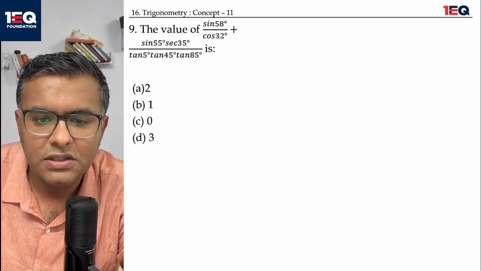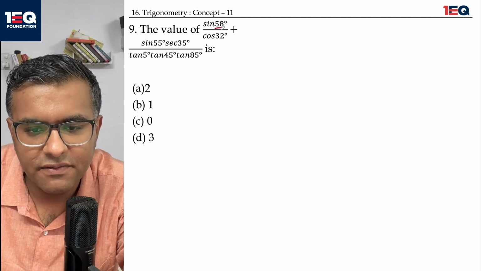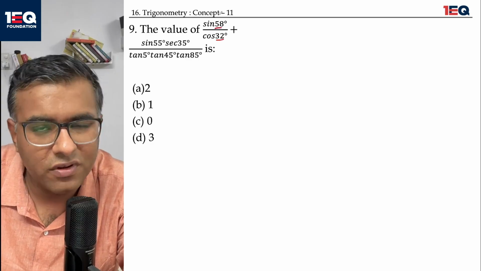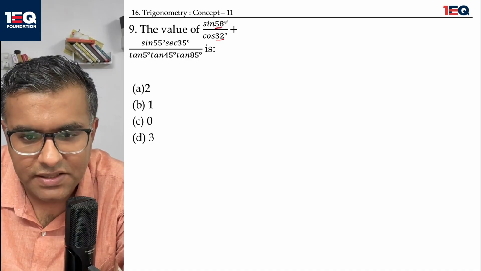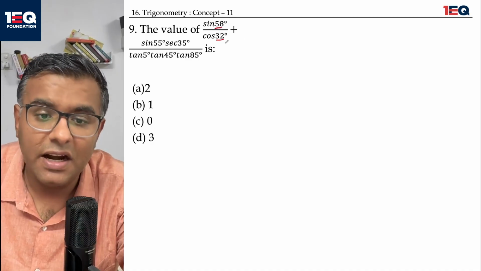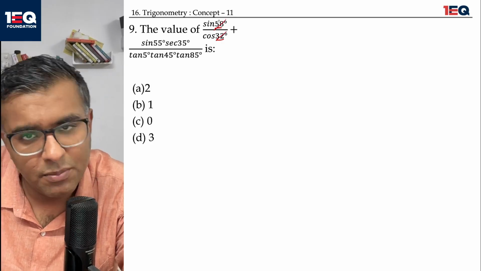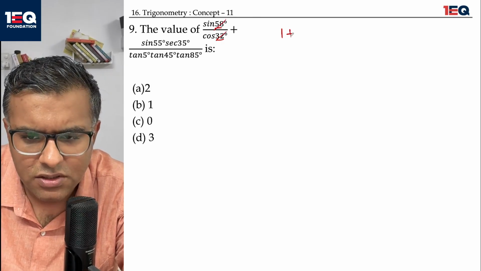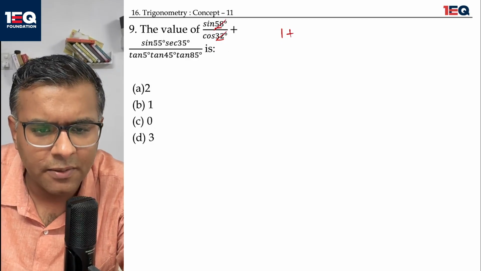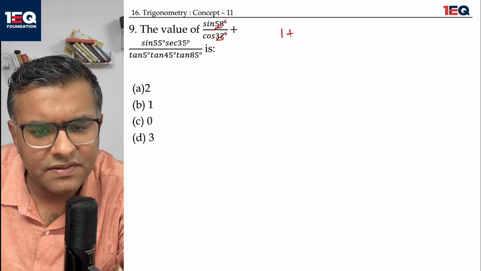Moving forward, I have sine 58, cos 32. Both of them add up to 90 degrees. The answer is yes. That means they would get cancelled out. So this gets cancelled with this, because both of them have the same value. So it's 1 plus essentially the same thing. This is sine 55 sec 35.